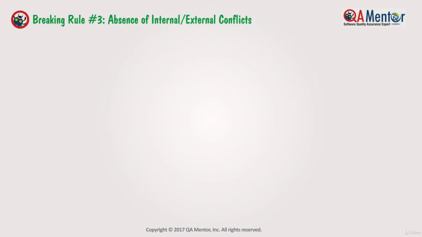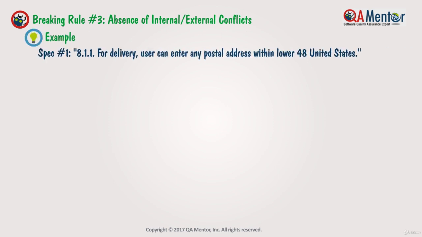Breaking rule number 3, absence of internal or external conflicts. Example, spec number 1, 8.1.1. For delivery, user can enter any postal address within lower 48 United States. Spec number 2, 7.3. Delivery must be made only to the billing address.